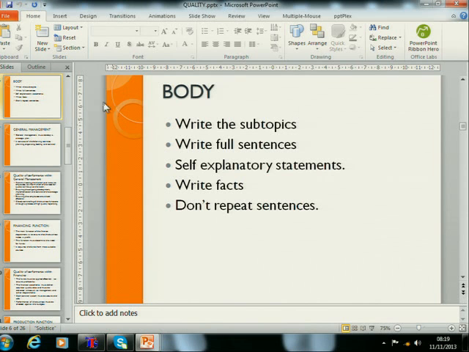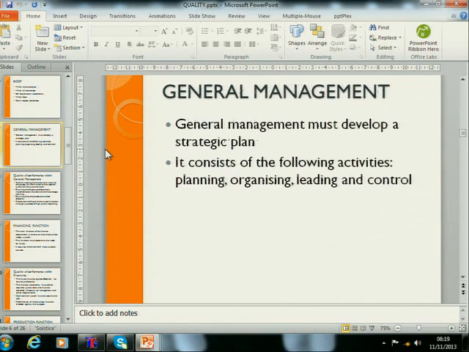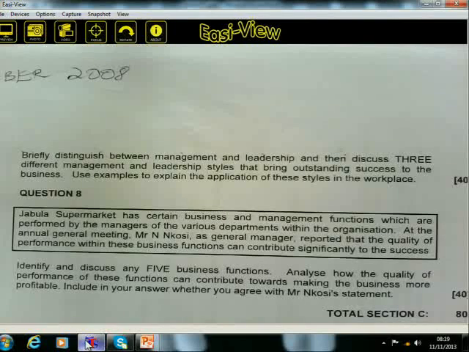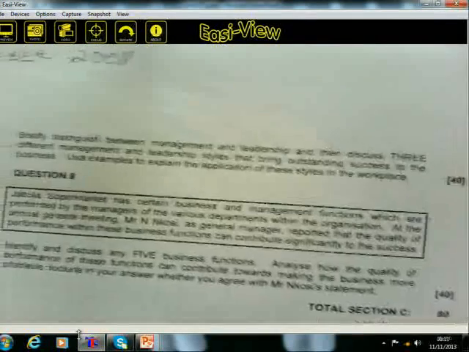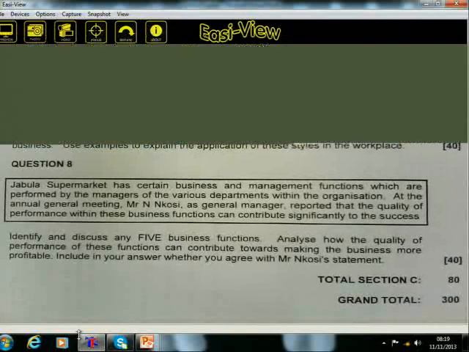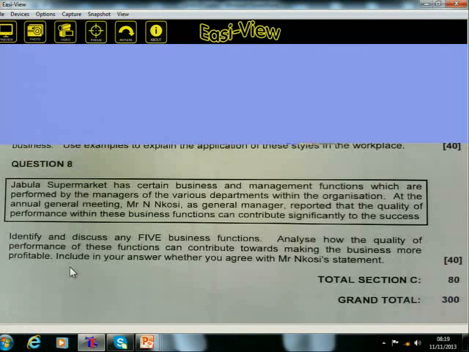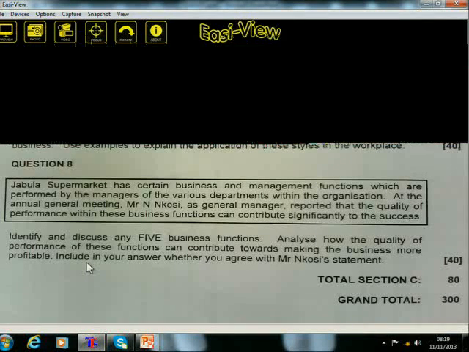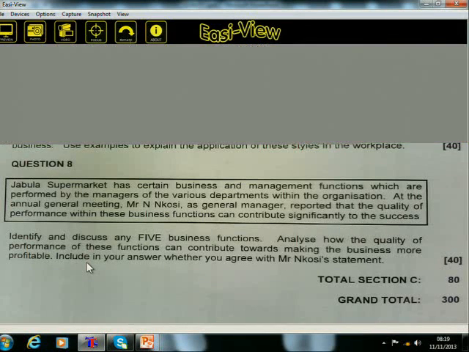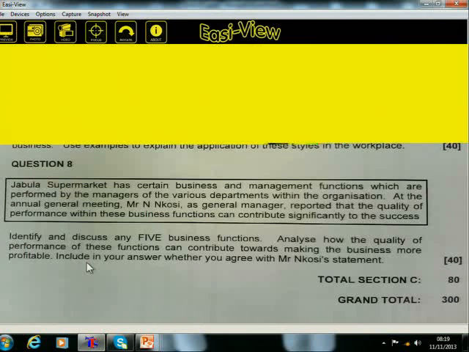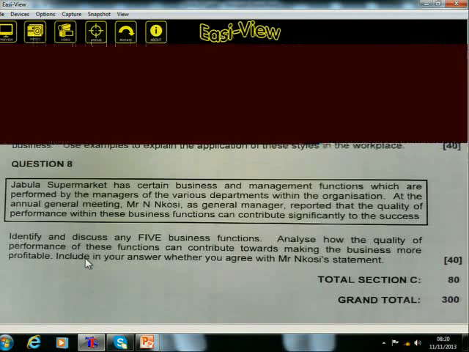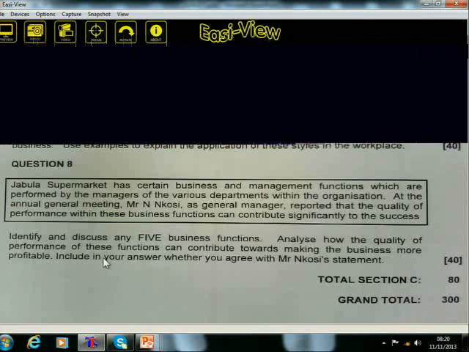Now let's go back to our question. You now get into the body. Again, going back to the question, the question was, identify and discuss any 5 business functions. So you have to identify and discuss the functions. That is the first thing that you've got to do. In the 5 functions that you will write on, you identify and discuss. In other words, you write what is entailed in each and every business function. You analyze how quality of performance of these functions can contribute towards making the business more profitable.